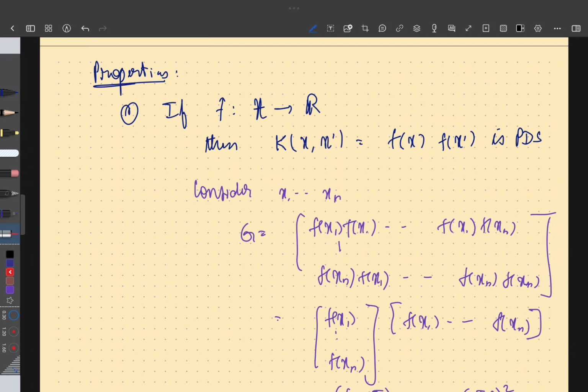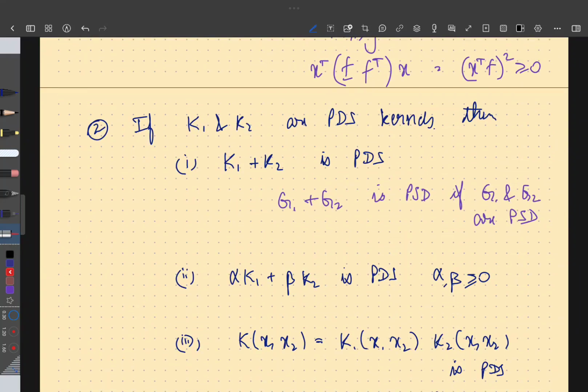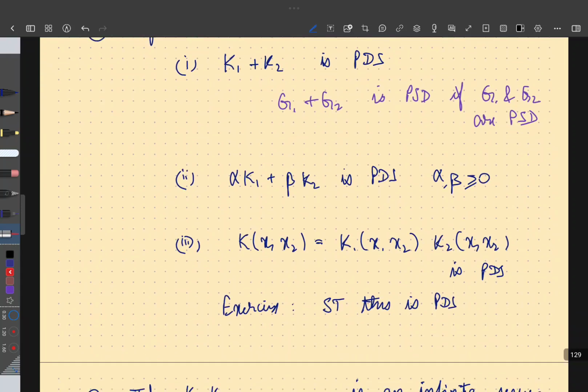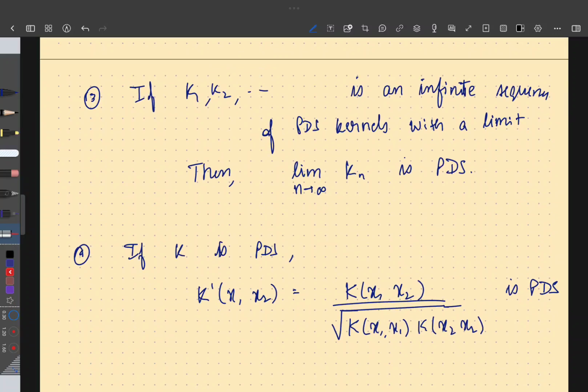The first property is that any kernel that can be expressed as f of x times f of x prime is PDS. If you have two PDS kernels, then any positive linear combination is PDS. The product of PDS kernels is PDS. Normalization of a PDS kernel gives you a PDS kernel. And if you have a sequence of PDS kernels, then the limit is also a PDS kernel.